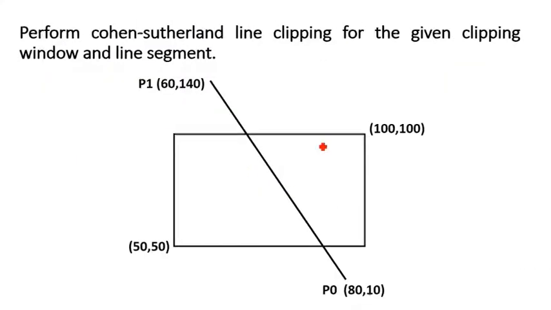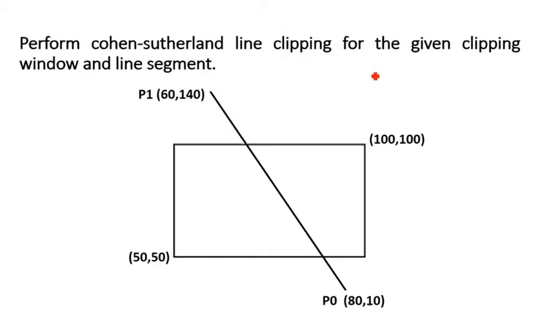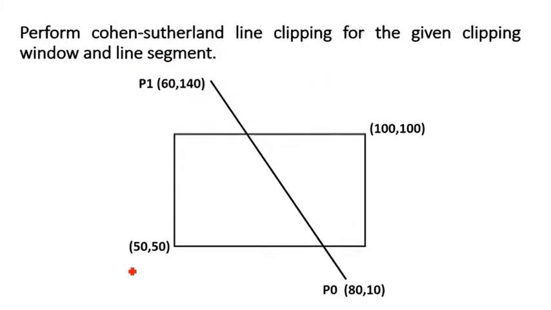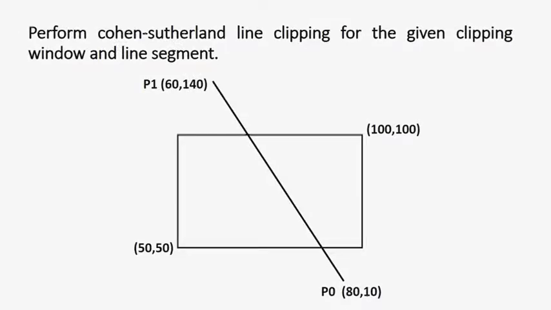Perform the Cohen Sutherland line clipping algorithm for a given clipping window on the line segment. The clipping window's x min and y min are given as 50, 50, and x max and y max as 100, 100. The line segment is between 80, 10 and 60, 140. Let's see how to solve this problem.